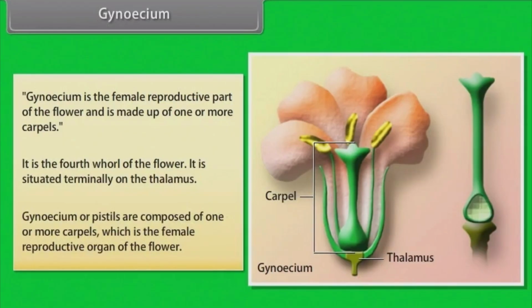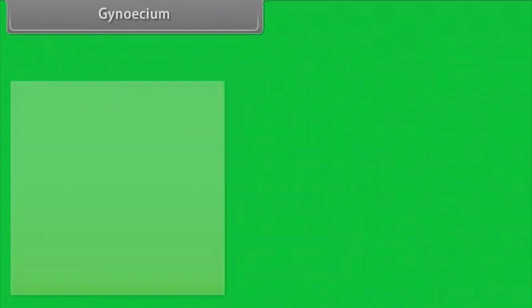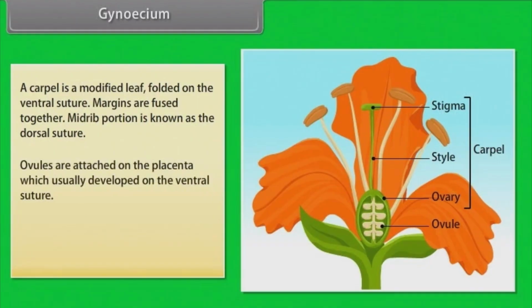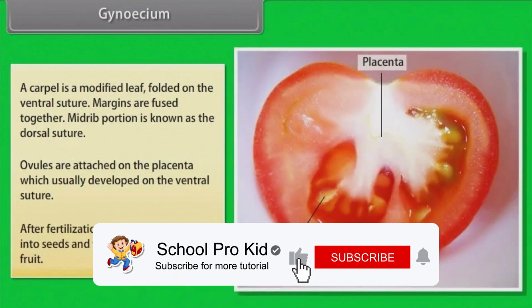It is situated terminally on the thalamus. Gynoecium or pistil is composed of 1 or more carpels, which is the female reproductive organ of the flower. A carpel is a modified leaf folded on the ventral suture. Margins are fused together. The midrib portion is known as the dorsal suture. Ovules are attached on the placenta, which usually develops on the ventral suture. After fertilization, the ovules develop into seeds and the ovary matures into a fruit.